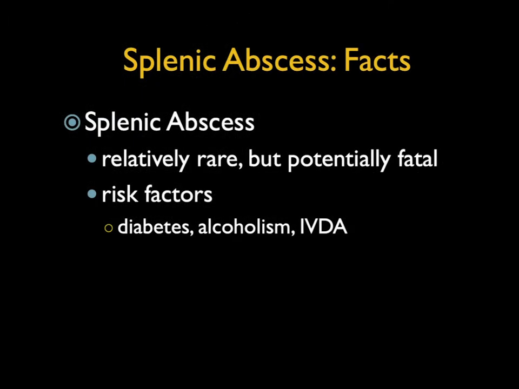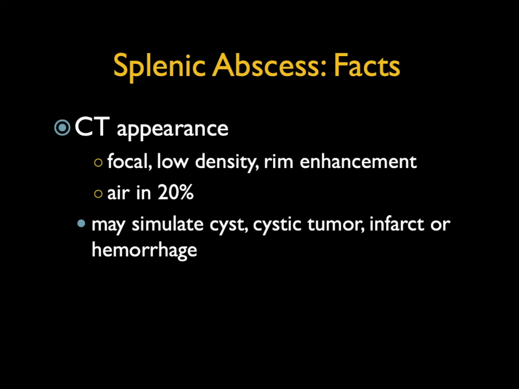Last thing to mention are abscesses. They're rare, but do occur. If they're not diagnosed, the patient can die. Risk factors: diabetes, alcoholism, and typically IV drug abuse. They're usually low density. I showed you before multiple abscesses in immunosuppressed patients, but this is a bit different. This is a patient who maybe had surgery, maybe had endocarditis. And again, can simulate many things.